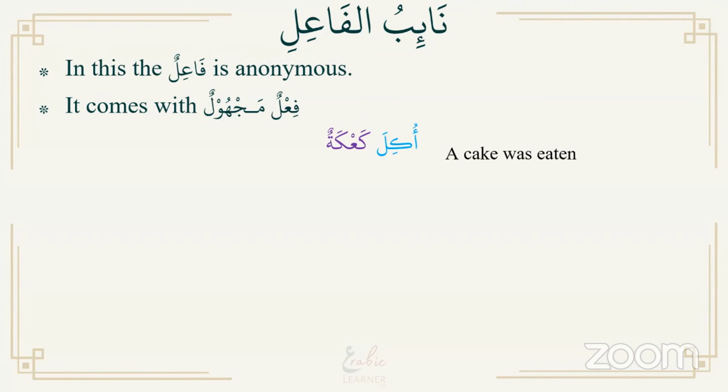So what is the meaning of that? A cake was eaten, but who ate it is not known. But the action was done. Ukila is the action. The action was done, and on what was the action done? The action was done on cake. This is Naibul fa'il. Who did the action is the fa'il, which is not applicable in majhul. But the action is done, and if the action is done on something, that is Naibul fa'il.